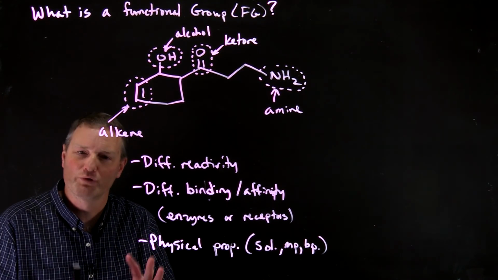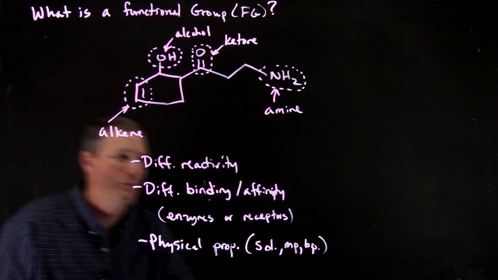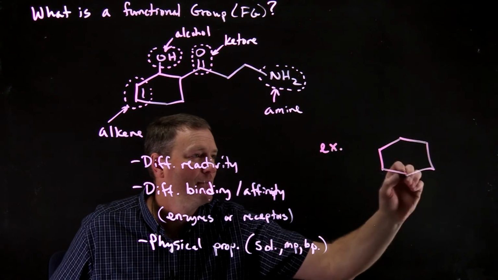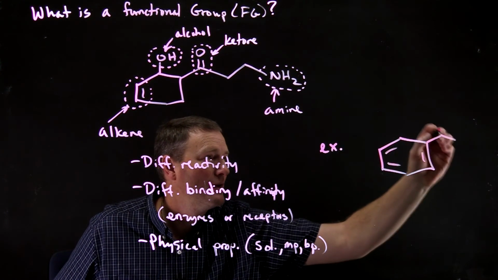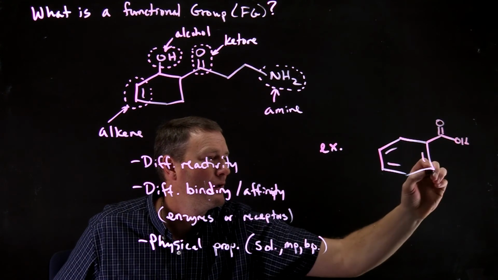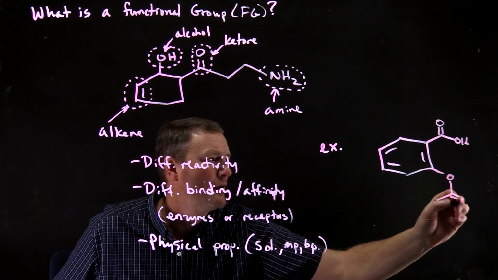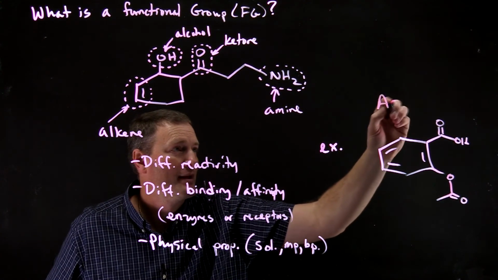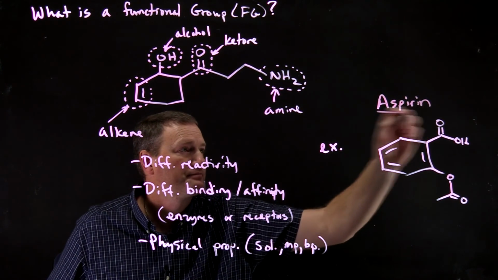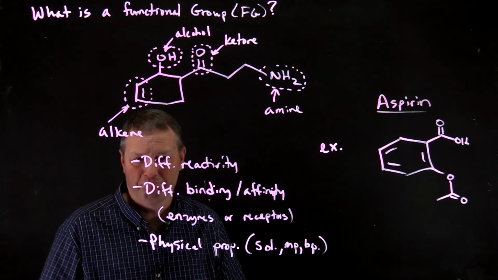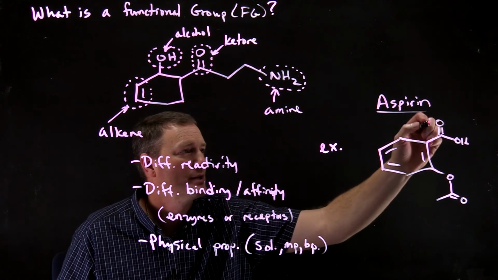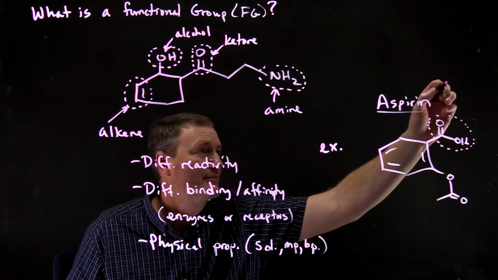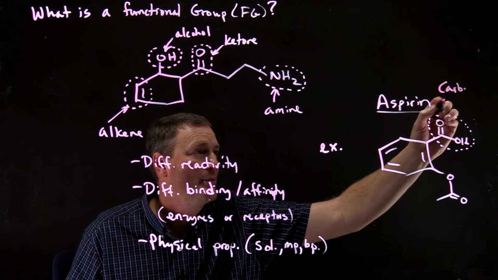So let's just look at one other drug example and see if we can maybe identify what the functional groups are in this compound, which I'm sure you're all aware of, probably have taken this drug. Okay, so here is a molecule that you're all very familiar with. This is called aspirin. And it has some functional groups that we've just been talking about. So this one here that has a C double bond O, OH, that's called a carboxylic acid. I'll just abbreviate it as carb acid.